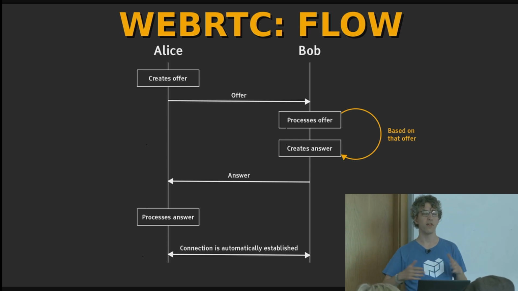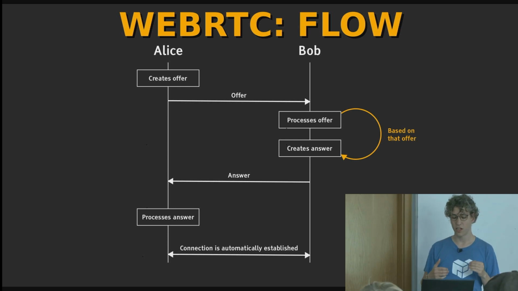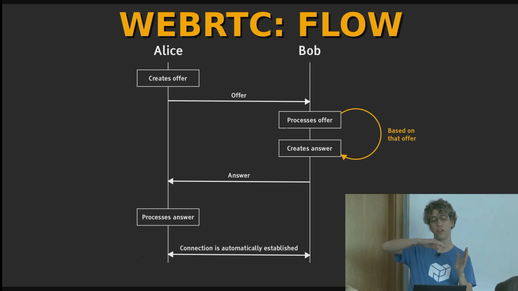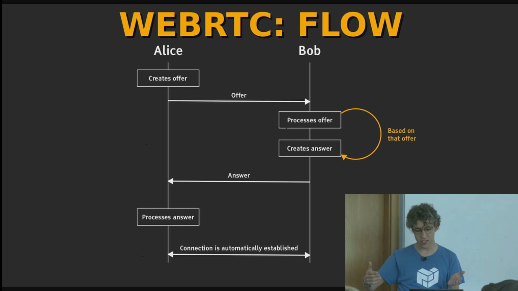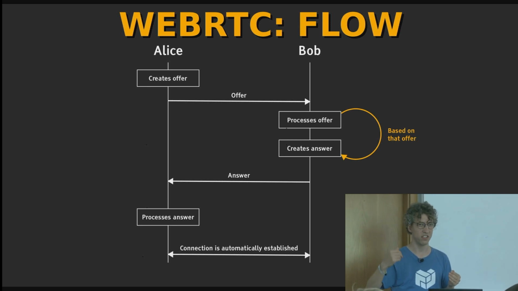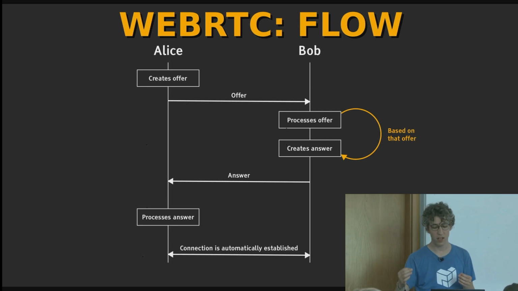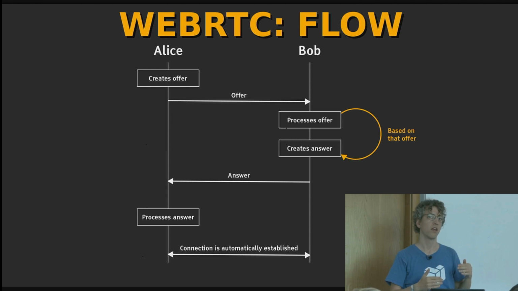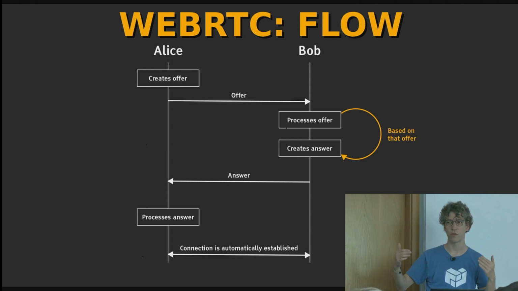Usually, so here we have Alice and Bob. So Alice starts and creates a so-called offer. And you send it to the other person. This then processes the offer and creates an answer. The important part here is that it's based on the offer that was sent. You create an answer. Then you send the answer back, process the answer, and then the browsers connect to each other.